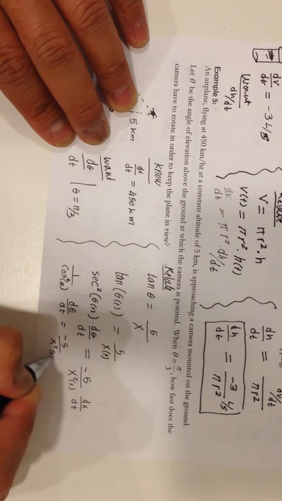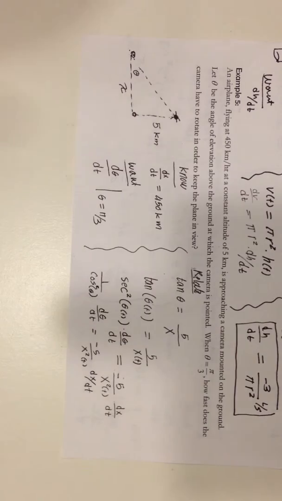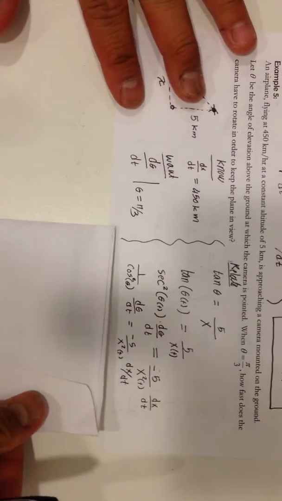x squared of t dx over dt. Sorry, I'm running out of room here. I'm going to improvise with some room. Where can I improvise? Sorry, let me get some paper real quick. Alright, here we go. Found some paper.